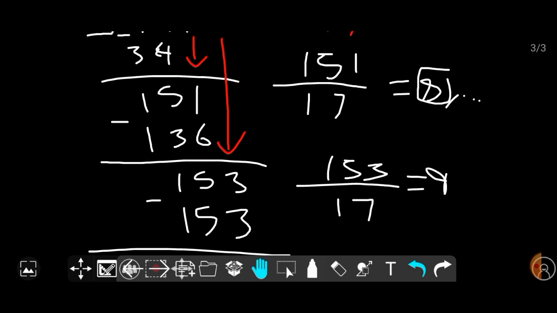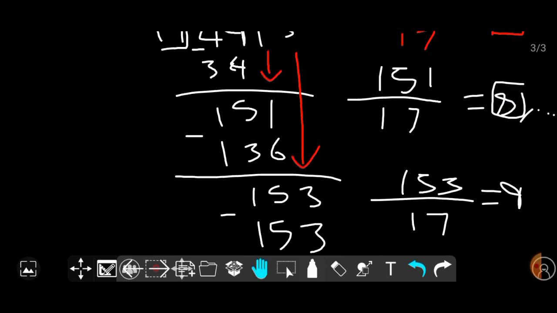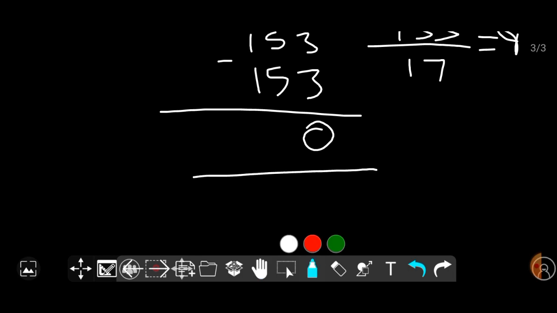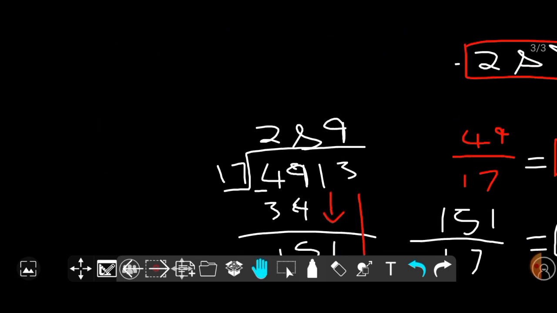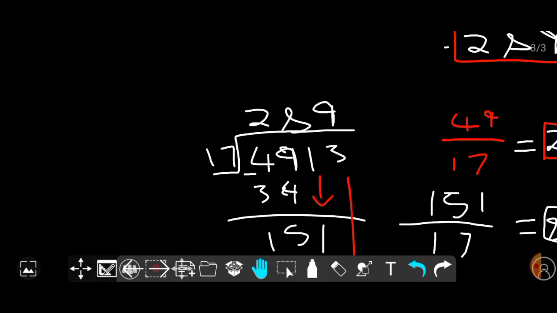So for the fact that if you subtract and there's no number that I can bring down, this is my final answer. My answer of 4,913 divided by 17 is 289. So that's how you do it.